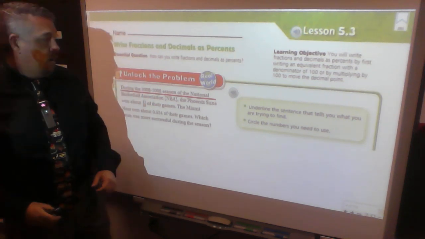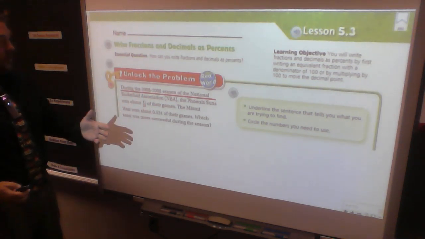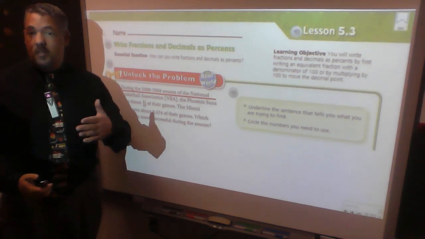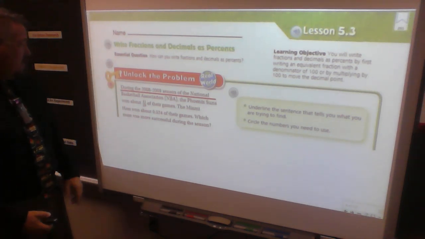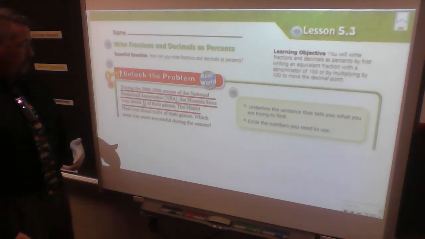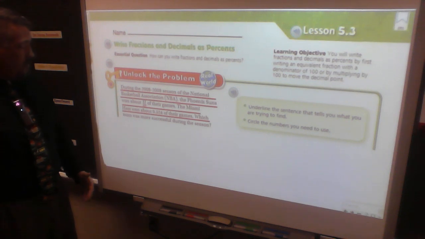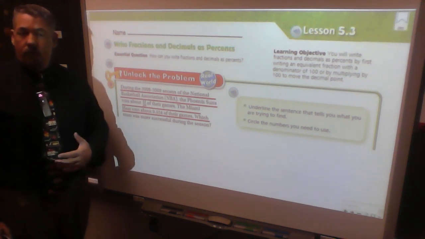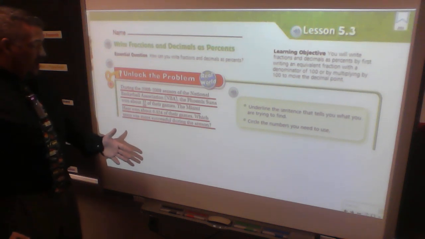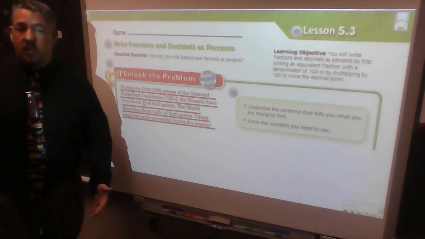Same situation here. It says, during the 2008-2009 season of the National Basketball Association, which is the NBA, the Phoenix Suns won about 11 out of 20 of their games. The Miami Heat won about 0.524, 524 thousandths of their games. Which team was more successful during the season?